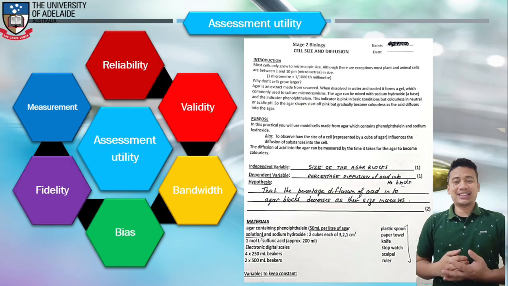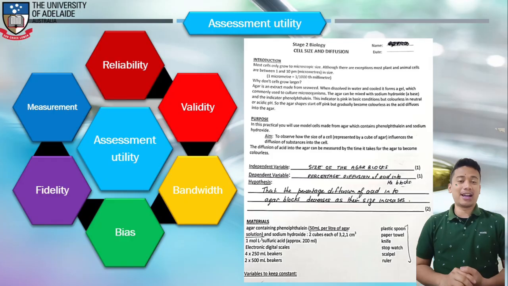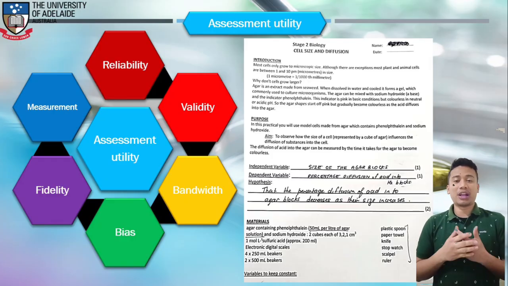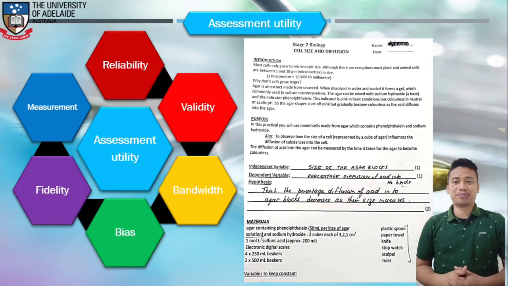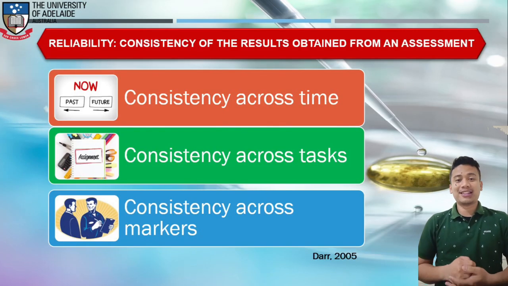Turning to the assessment utility factors, there are six aspects that we're going to unpack, which are reliability, validity, bandwidth, bias, fidelity, and measurement. We also provide a biology report as a concrete example, so we may have a better insight into this. First, the reliability, simply known as consistency. Consistency of what? Consistency of the results obtained from an assessment. I'm pretty sure we all agree with that.